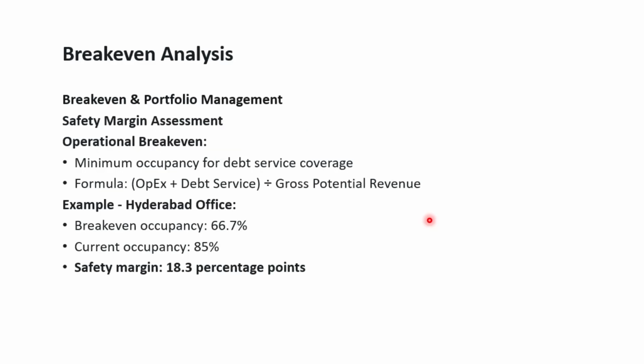Then we have break-even analysis. We have briefly talked about break-even analysis. An example will better help us understand this. With 66.7% break-even occupancy and 85% current occupancy, there is an 18.3 percentage point safety margin. This means that occupancy could fall substantially before a debt service problem occurs.